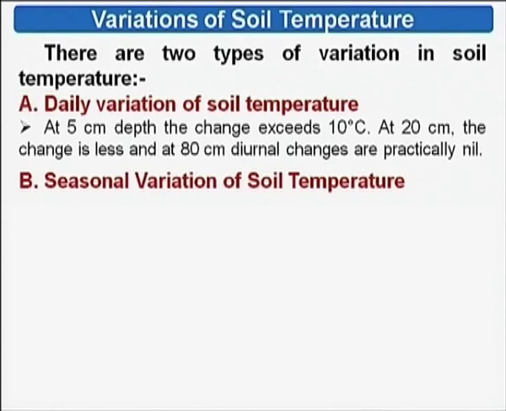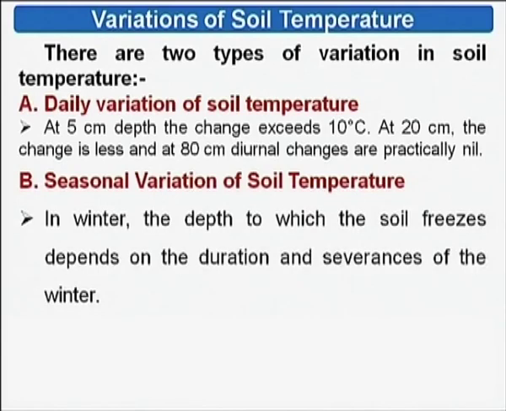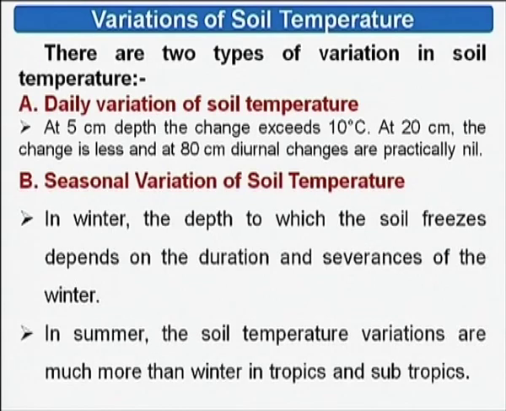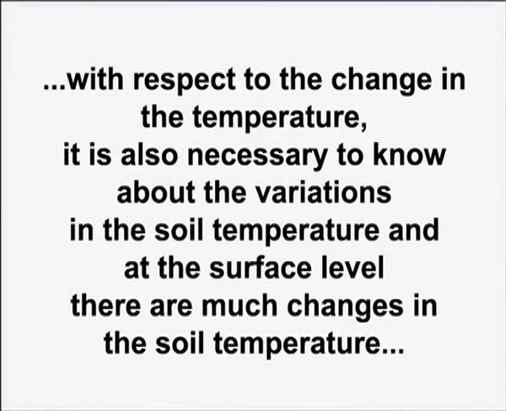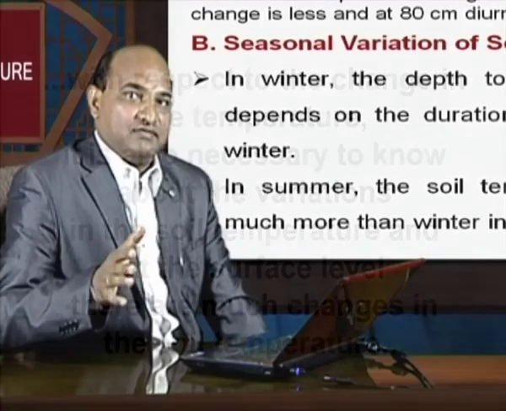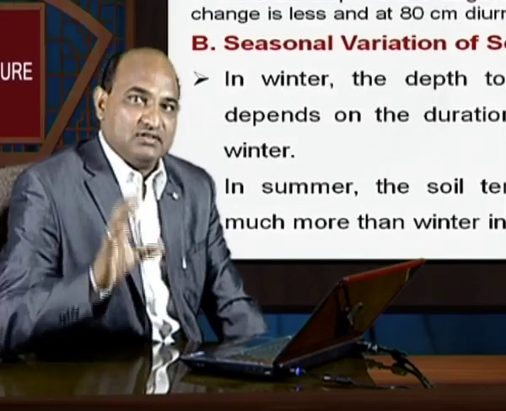In case of seasonal variation of soil temperature, in winter the depth to which the soil freezes depends on the duration and severity of the winter, while in summer the soil temperature variations are much more than in winter in tropics and subtropics. With respect to the change in the temperature, it is also necessary to know about the variations in the soil temperature. At the surface level there are much greater changes in the soil temperature, but as we go to the deeper layers the changes are less.